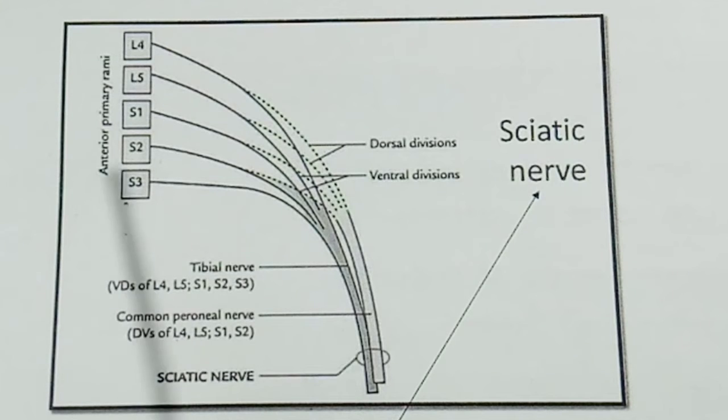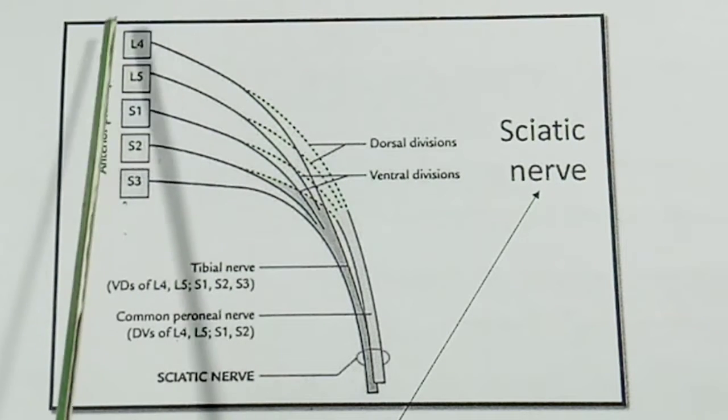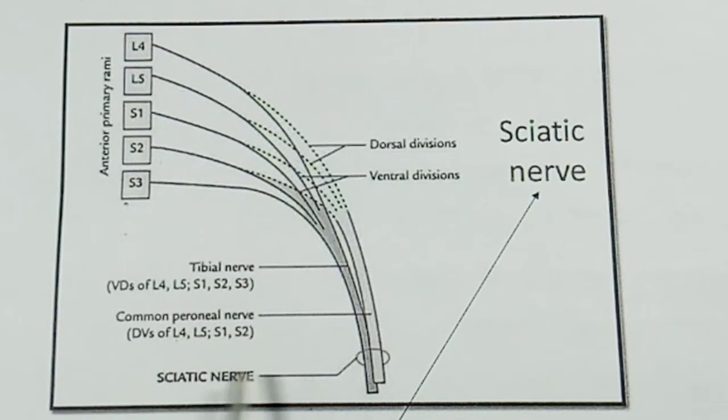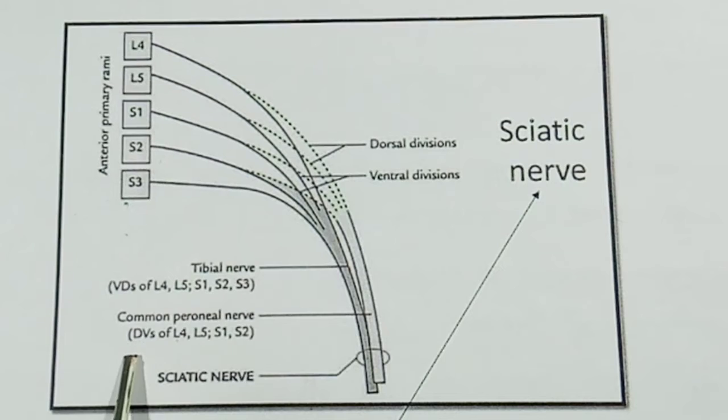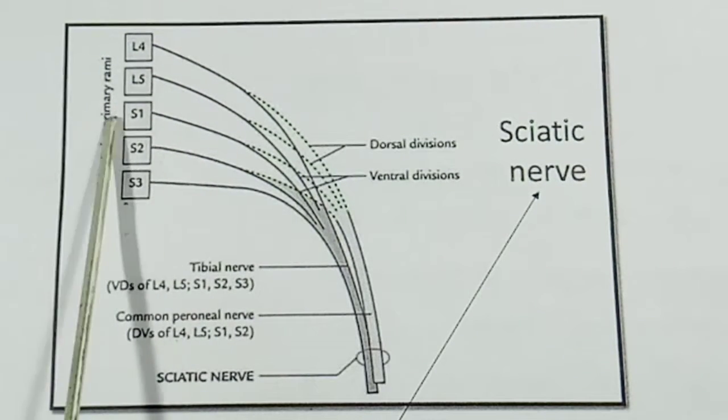Hello guys, today our topic of discussion is the sciatic nerve. The sciatic nerve is the thickest nerve in the body and it has two parts, a tibial part and a common peroneal part. The tibial part is formed from the ventral division of anterior primary rami of L4, L5, S1, S2 and S3, whereas the common peroneal part is formed from the dorsal divisions of anterior primary rami of L4, L5, S1 and S2.